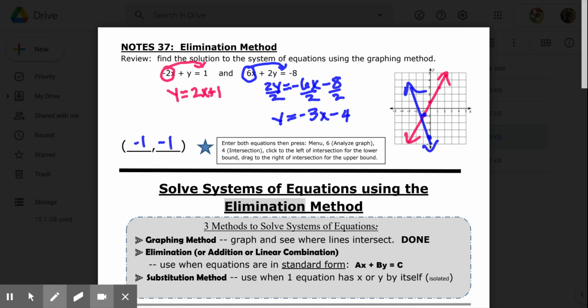You could check this by plugging in negative 1 in place of y, negative 1 in place of x there. And you'd find out that 2 times negative 1 is negative 2 plus 1 is negative 1. So it's equal to each other.